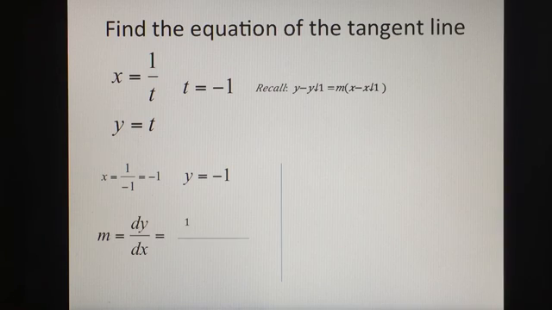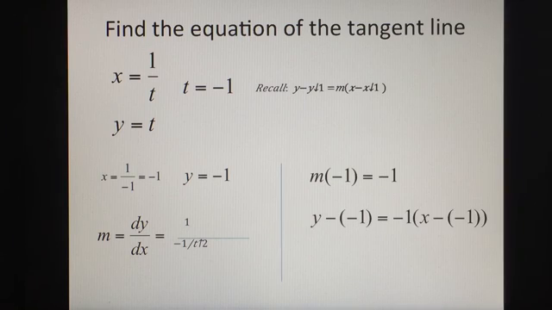Now we've got to find the slope. So m is our slope, dy/dx. Using that formula from before, we've got 1 over negative 1 over t squared. So now the slope at that point, because t equals negative 1, the slope at negative 1 is negative 1. Now we can substitute in all of those values. So we've got y minus y1, which we found is negative 1, equals negative 1, because that's the slope, times x minus x1, which is also negative 1. When you simplify, you get y plus 1 equals negative x plus 1.